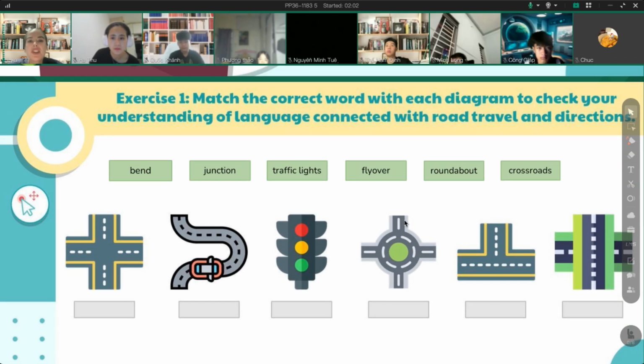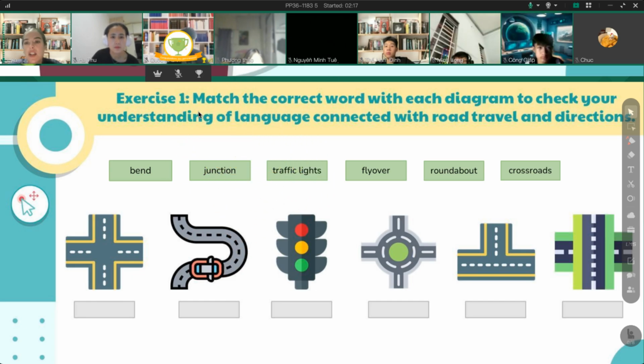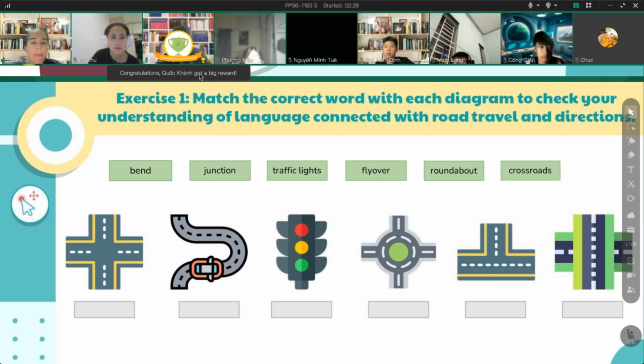Exercise 1, match the correct word with each diagram to check your understanding of language connected with road travel and directions. Khan, can you please tell me, you guys haven't done this lesson before, right? It's the first time you see this. Khan, can you answer me, please? Is it the first time you're seeing this?